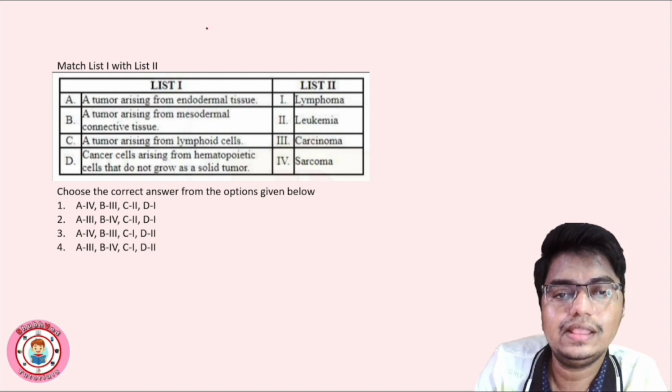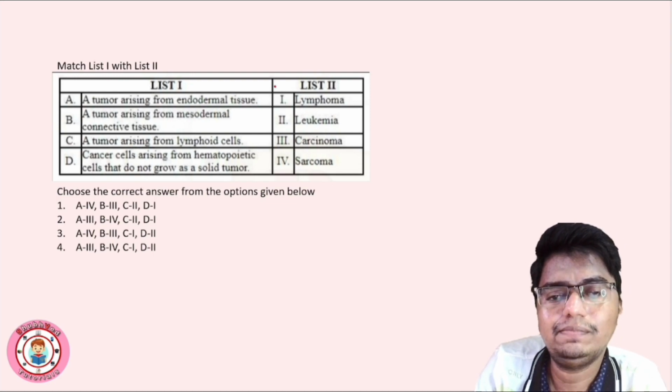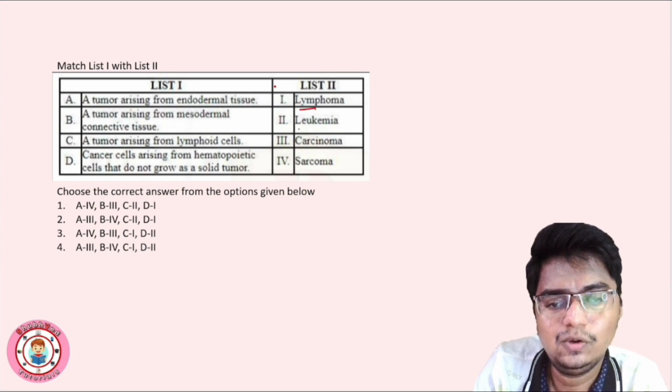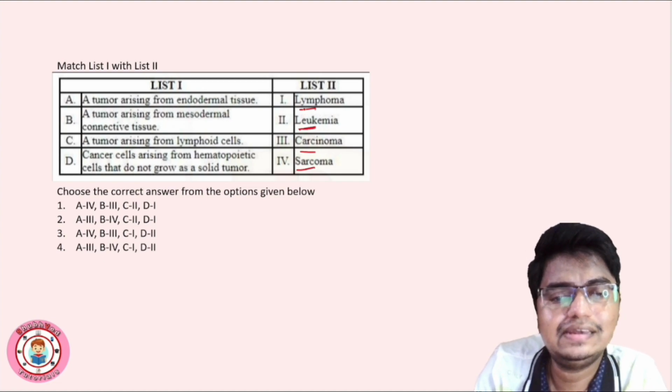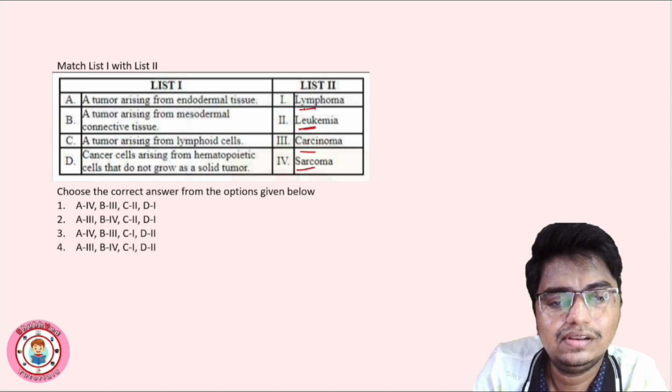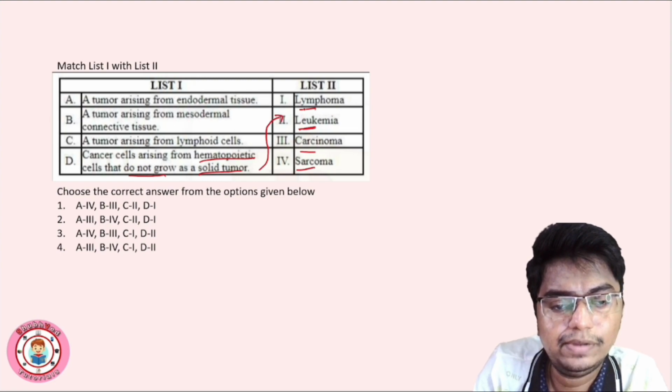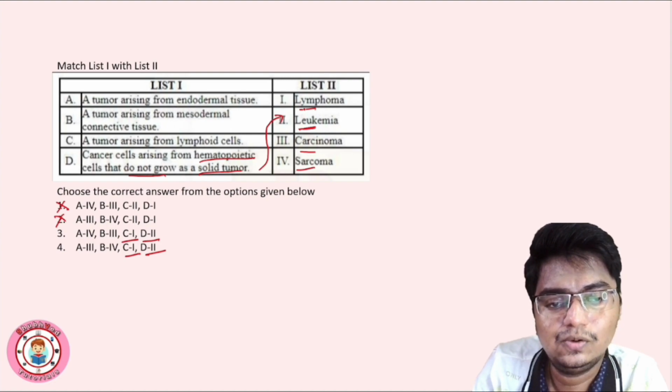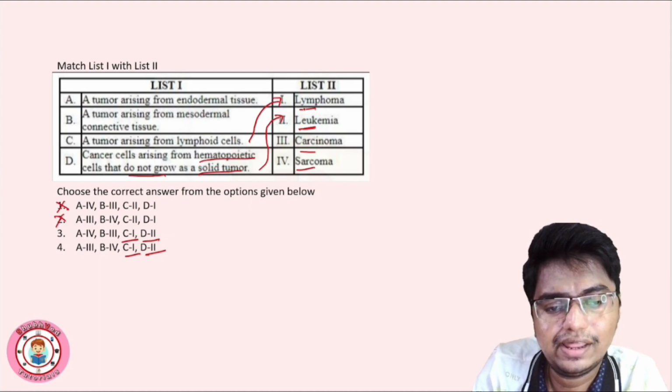Next. As the column, these are very easy to solve. We know that lymphoma, leukemia, carcinoma, sarcoma. Now, leukemia is what? Leukemia is basically a blood cancer. So cancer cells arising from hematopoietic, see, D statement that do not grow as a solid tumor. So D will be 2. This is in option 3 and 4, so eliminate 1 and 2. Now, D2 is common, C1 is common. A tumor arising from lymphoid cell, this will be 1, lymphoma. Okay, C1. Now, next, B3, B4.